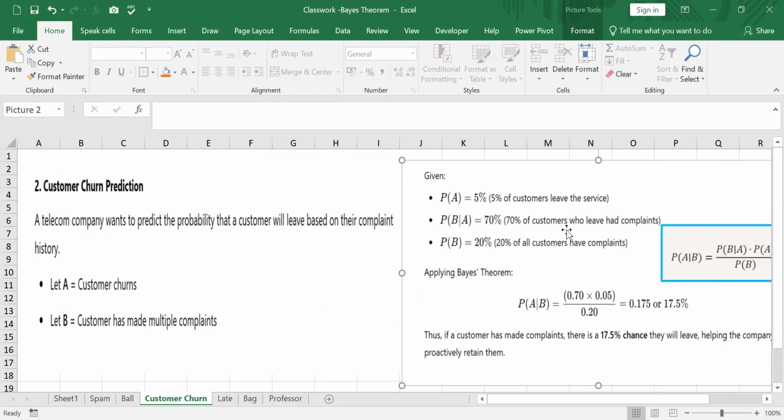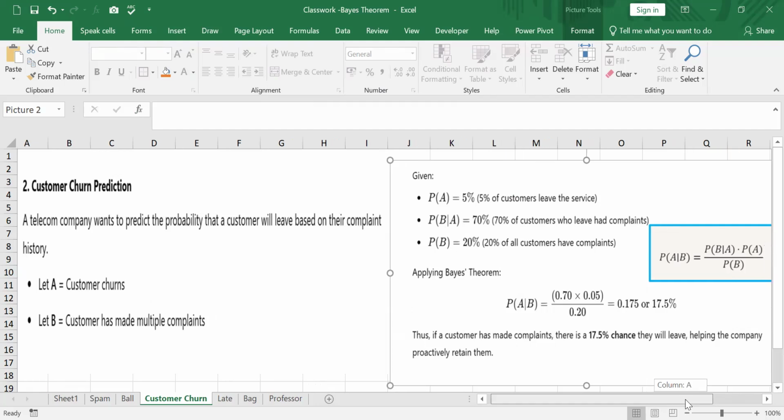That is customers leaving the company irrespective of complaints. B given A, that means those who have left, the probability that they had a complaint is 70%. 70% of the customers who leave had complaints. They had complaints and then left, 70%. P of B, what is the percentage of people having complaints? Customers having complaints, 20%.